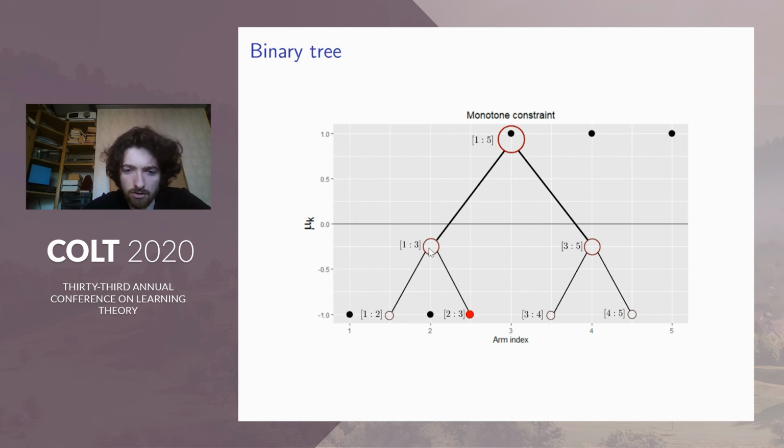The left-hand child will be the set of arms 1 to 3, and the right-hand child will be the set of arms 3 to 5. So we can see our binary search as a walk on this binary tree. We start off, we sample the midpoint, which is the third arm. If the sample mean is above threshold, then we go to the left-hand child, and this is our new set of arms. And we continue until we reach a leaf, and we hope that we reach the correct leaf, which is the pair of adjacent arms 2 and 3, either side of the threshold.